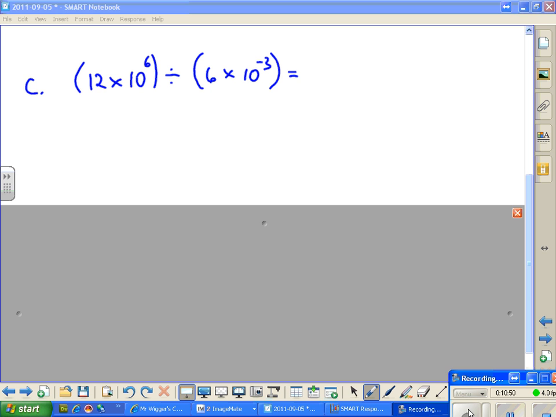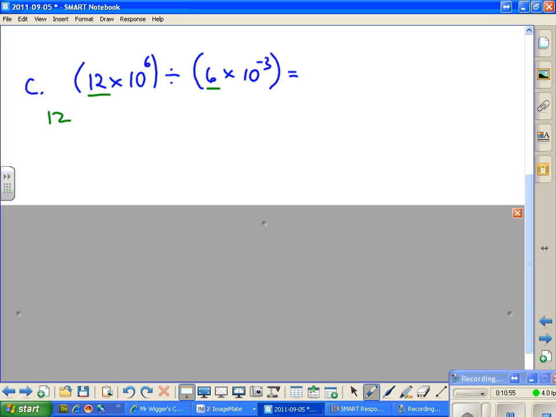and show you quickly how it goes. We're going to deal with these two numbers first. This is a division, so we have 12 over 6, and that's going to be equal to 2. So that's the first part of our job. Now we're going to do the division of 10 to the 6th by 10 to the minus 3rd. Now, if we have a minus 3rd on the bottom, we have to change the sign, and our new exponent is going to be add, instead of subtracting as it would be if we were multiplying.